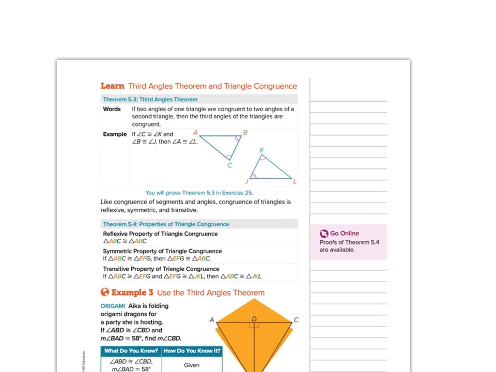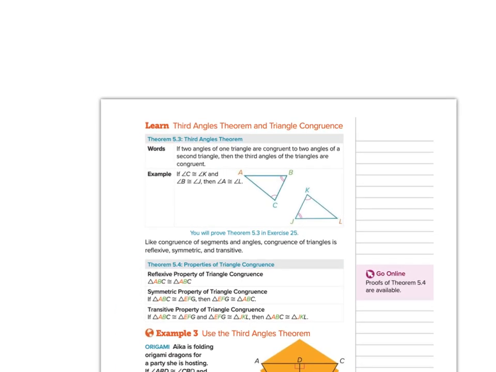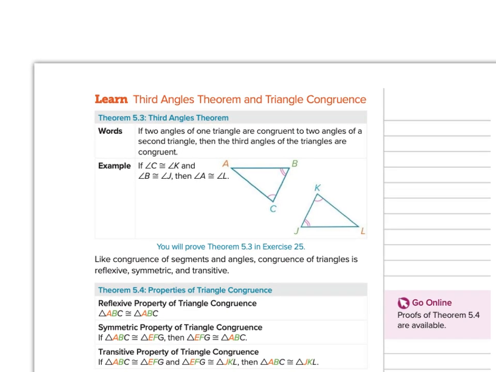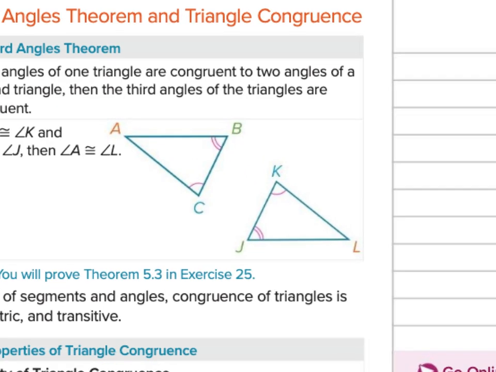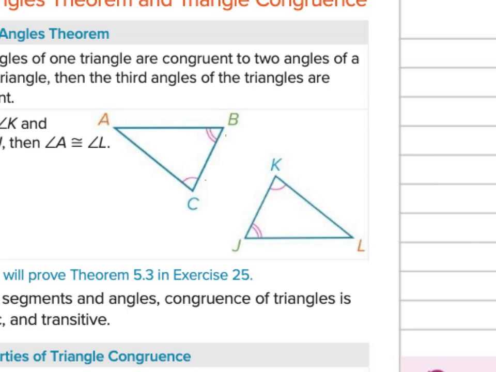Continuing on, understanding the third angles theorem, or triangle congruence, it just states that if two angles of one triangle are congruent to two angles of a second triangle, then the third angles have to be congruent. So again, if two angles of one triangle are congruent to two angles of another triangle, then this last one has to be equal. They have to be congruent.